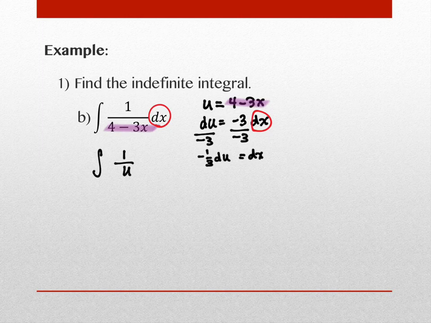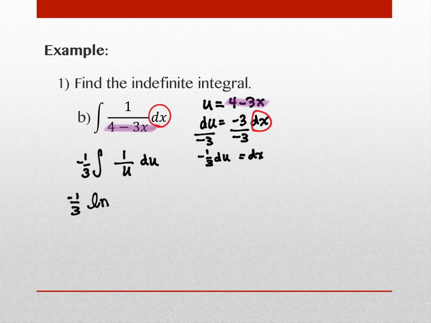So when I come back to my problem, the dx gets replaced by -1/3, typically we write it at the beginning, and du at the end. But once it's in this form, it looks just like what we want to do when we're working with our logs, right? This will become what? Well, the -1/3 will stay. That's fine. What happens for the antiderivative of 1 over u?